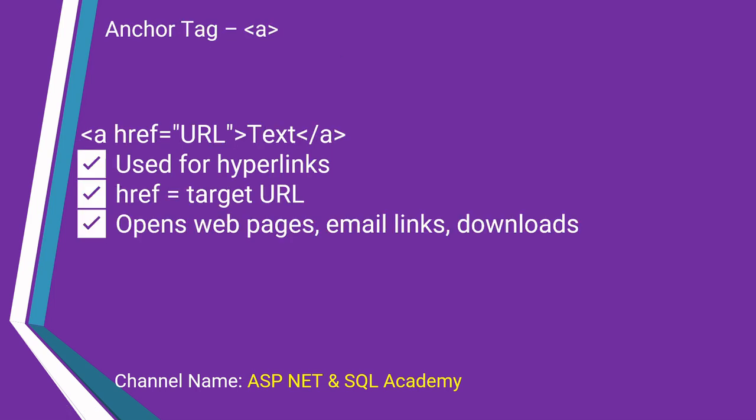The anchor tag A is used to create hyperlinks. The href attribute holds the destination URL. When users click the linked text, it takes them to that page. You can link to websites, email, or downloadable files.